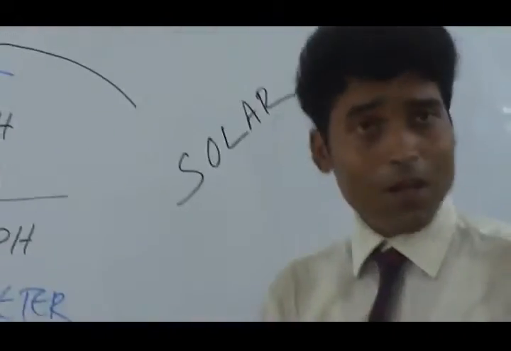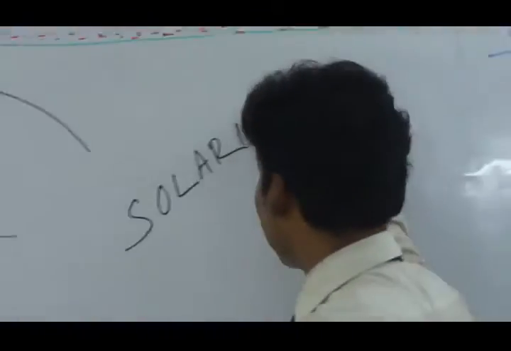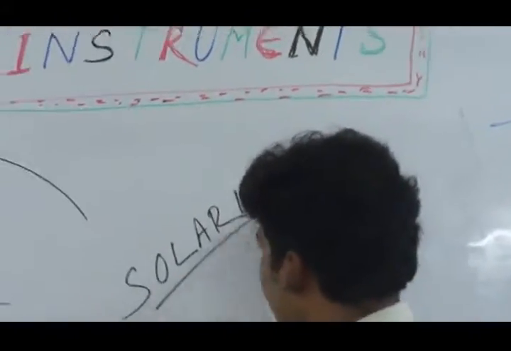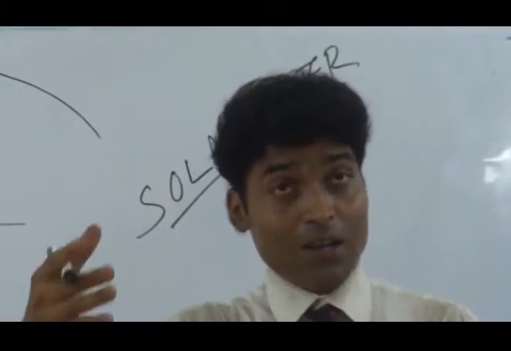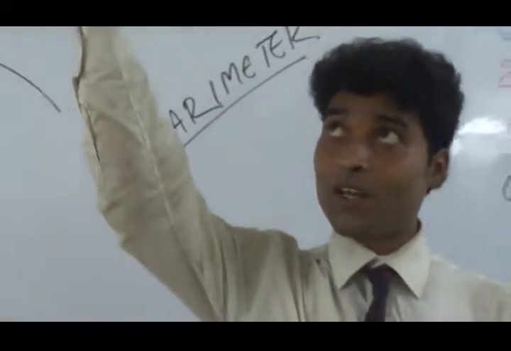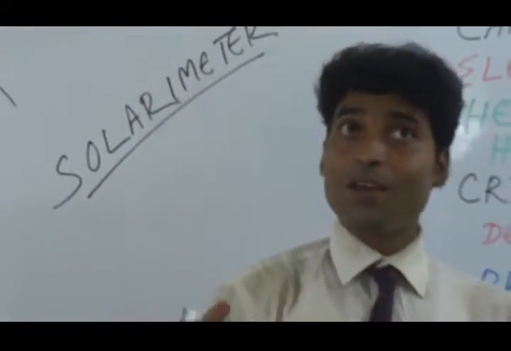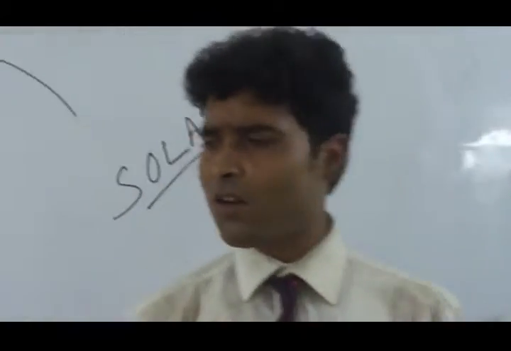What is a solarimeter? Solar means sun, as usual. So solarimeter means sun radiation. That means one instrument which is used to calculate the intensity of radiation of the sun. Sun rays coming to earth take about 8 minutes, that is about 480 seconds or 500 seconds to reach. So, we can say solarimeter means radiation.